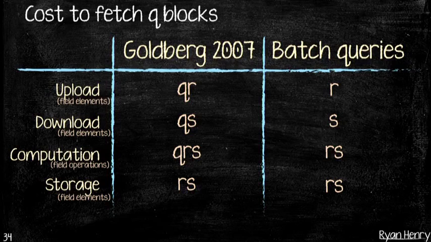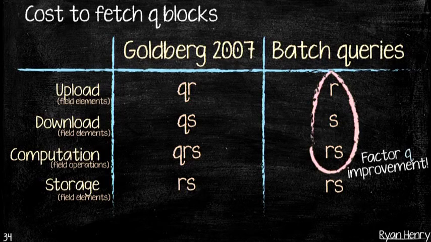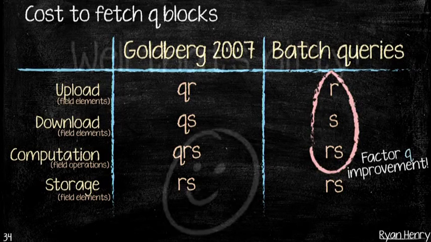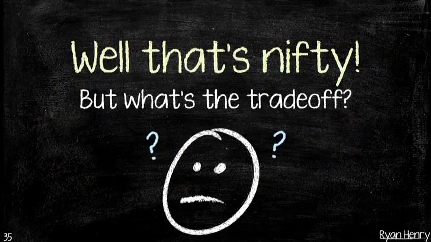In our cost, all of those are the same, but without the Q's. So if Q is 1, the costs are the same, but as soon as Q is 2, we've cut the cost down by a factor of 2. If Q is 3, we've cut it down by a factor of 3, and so on. So we have a factor Q improvement in everything except for the storage cost at the servers. So that's pretty cool. But what's the trade-off here? Well, okay, don't worry about the trade-off.